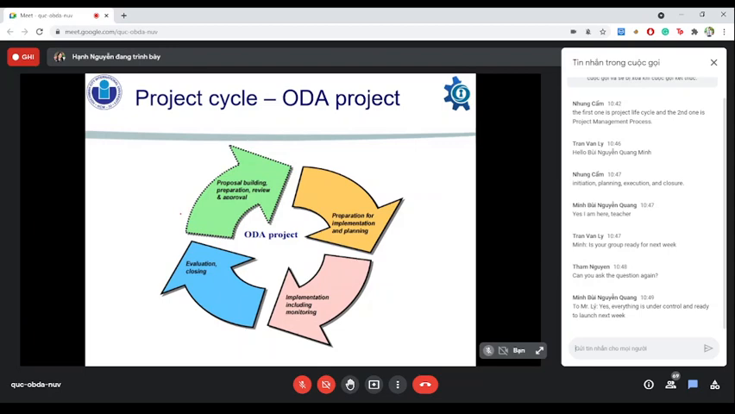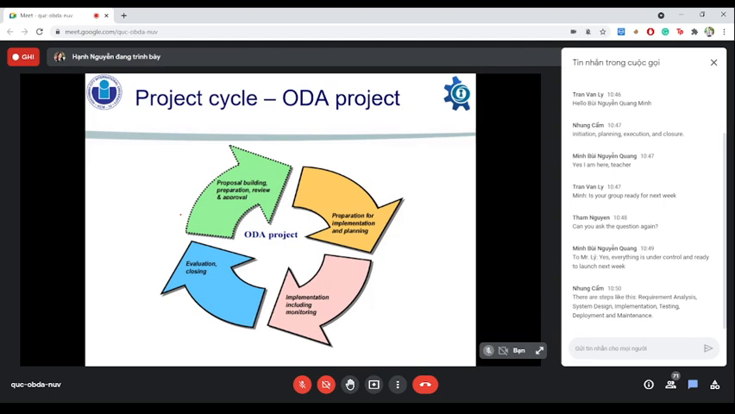Okay, if no one can give me the answer, you can try to figure out step by step. Actually, just some simple initiations, so you can figure it out. If no one can give me the answer, then I will give you my answer. The answer will vary. There are various answers based on each team. So my answer will have steps like this: requirement analysis, system design, implementation, and then testing, deployment, and maintenance.